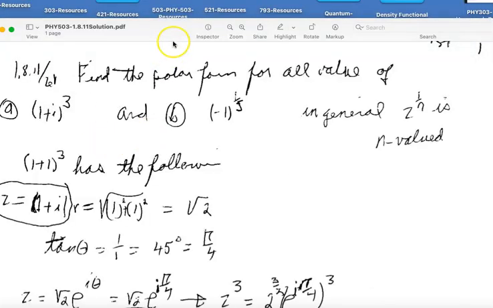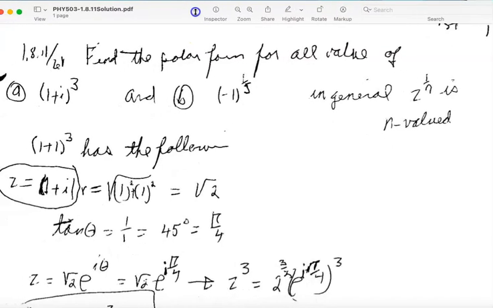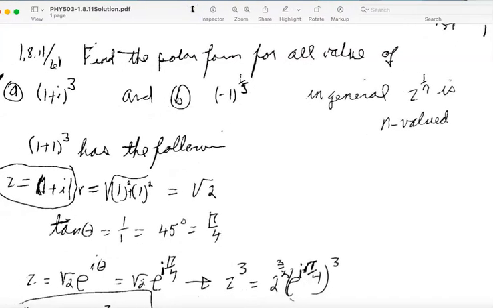And this is problem 1.8.11. Find the polar forms of all values of this quantity here. So what you're really doing is finding the cube, the power of the cube of 1 plus i. The best way to do that, I think, is to write this quantity in the polar form, in the exponential form.